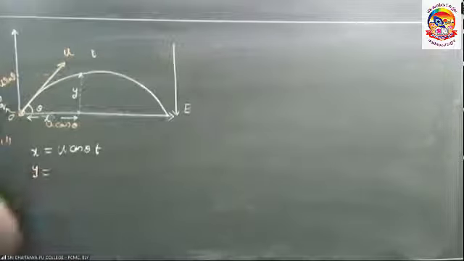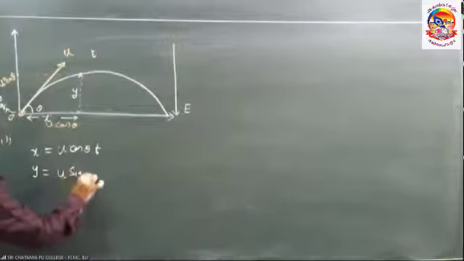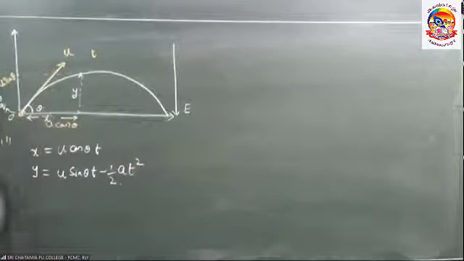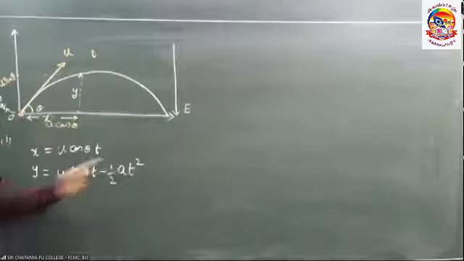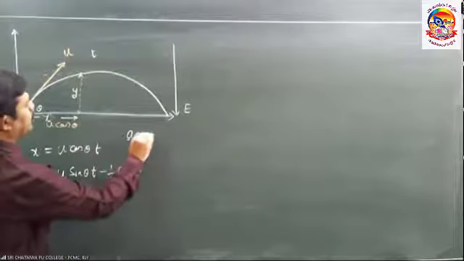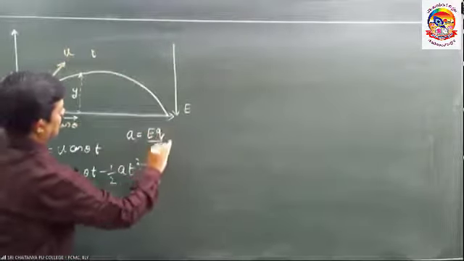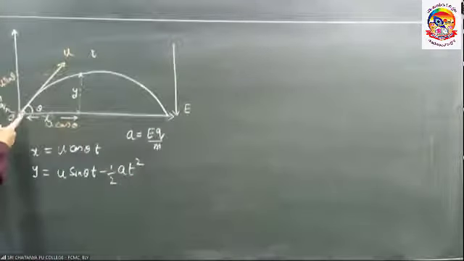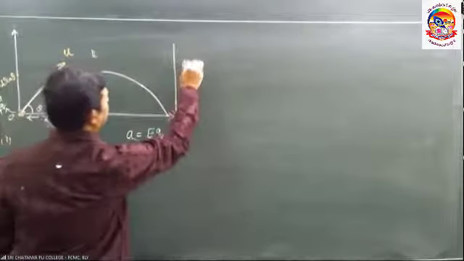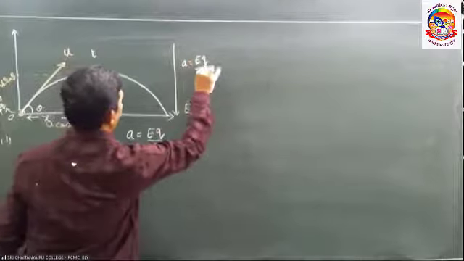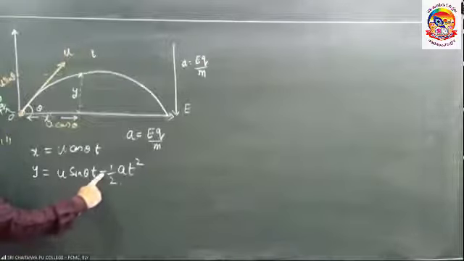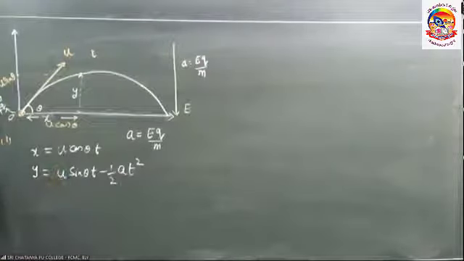Vertical displacement y is equal to u sin theta t minus half a t square. There it is half g t square. Why am I writing a here? Acceleration due to electric field. What is the acceleration due to electric field? Eq by m. What type of charge do I take here? Positive charge. So it experiences the acceleration in this direction only, in the direction of the field, right? So y is equal to u sin theta t minus half a t square, right?